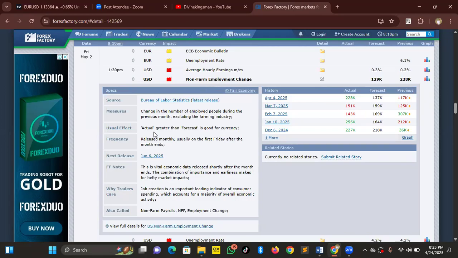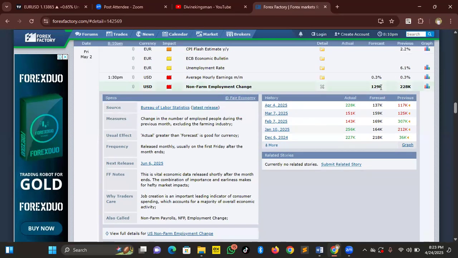So you can see actual greater than forecast is good for the coin. Now if the forecast we're having here is 129,000, that means the employment rates have dropped, right? That means they are not really employing a lot more people in the United States. So it has dropped. If the actual news comes out higher than this number, then it's good for the country's currency.